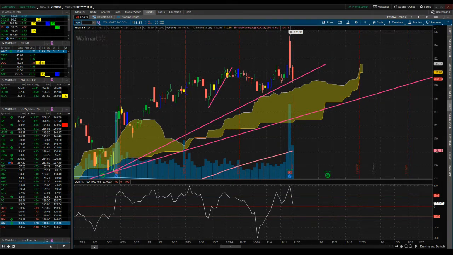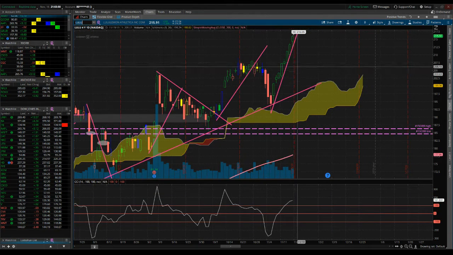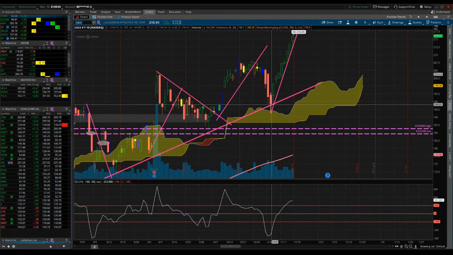So just as a comparison, we take a look at Lulu, and Lulu did the same thing, right? It had a macro trend line, and we pulled back to it here. This is the macro trend line right here, and it bounced off it and gave, look at that. Look what an incredible swing that would have been. And so we're going to be looking to do the same thing with Walmart.